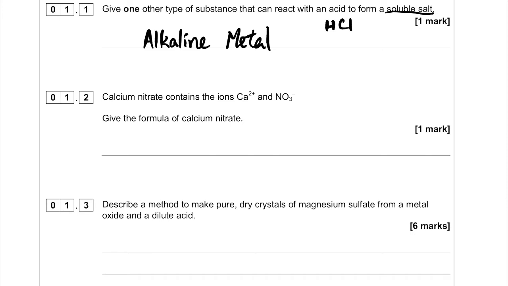Then the second part is calcium nitrate contains Ca2+ and NO3-. Give the formula of the calcium nitrate. So we basically want to balance the charge on this one. So Ca2+ is 2 lots of positive charge, which requires 2 lots of negative charge to balance. So you need 1 lot of calcium and 2 lots of nitrate. So this is the calcium nitrate formula, Ca(NO3)2.